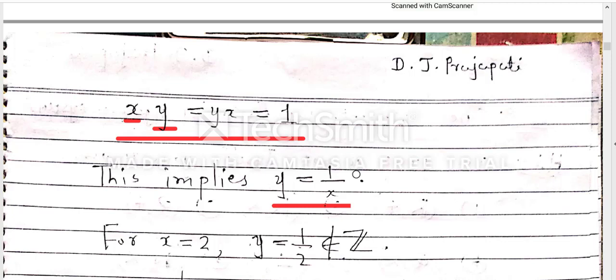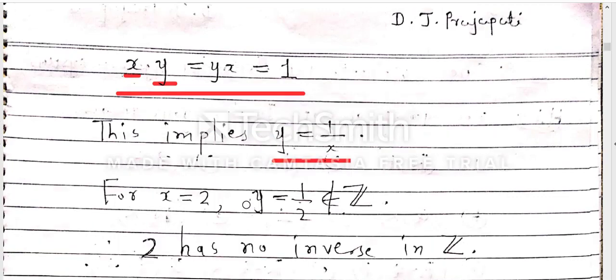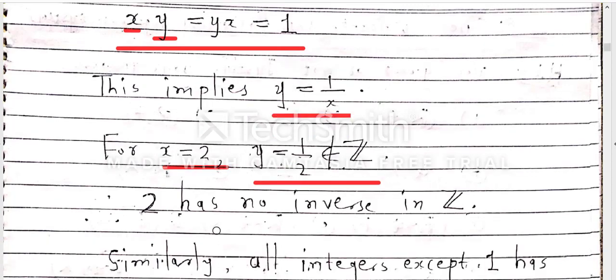So if you consider any element except 1, say x equal to 2, then for x equal to 2, y is going to be 1 by 2. So 1 by 2 is not an integer. That means 2 has no inverse in Z. Okay, so only 1 has an inverse in Z. From this you can get the idea.